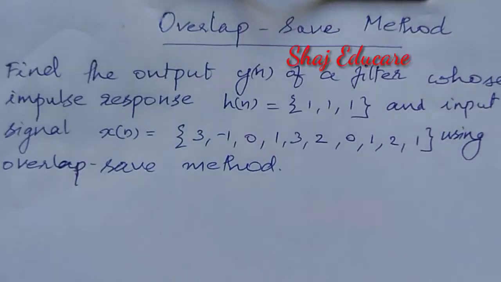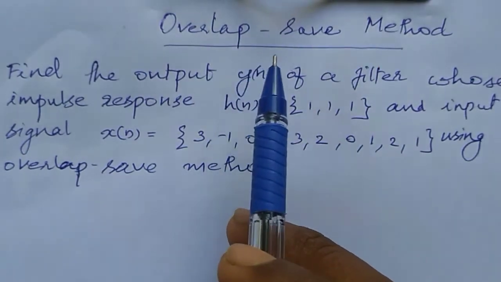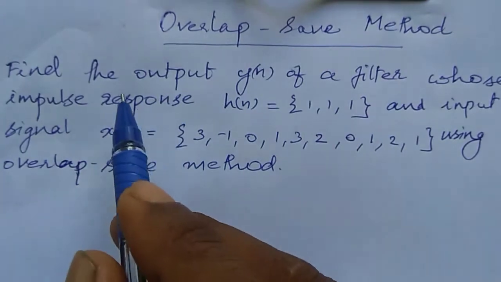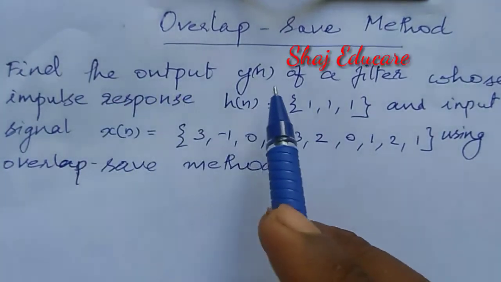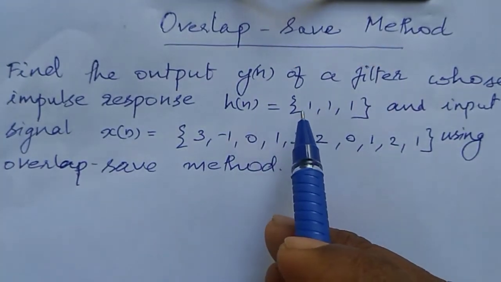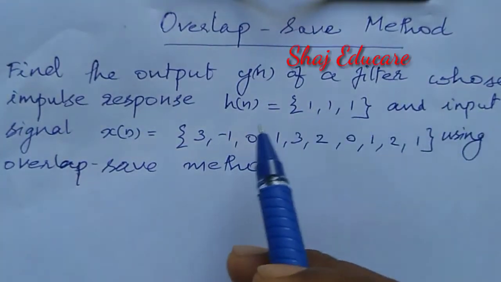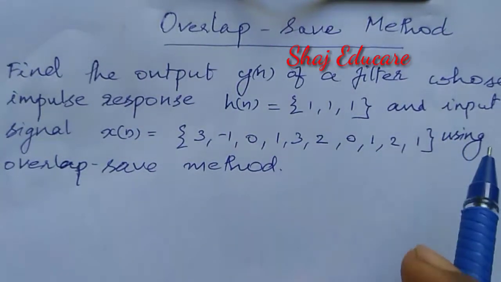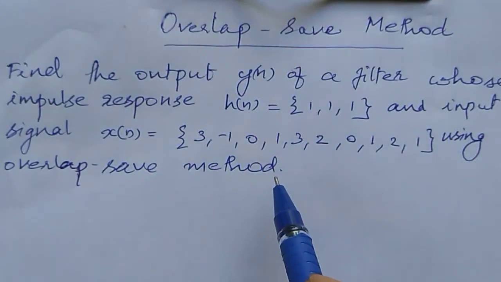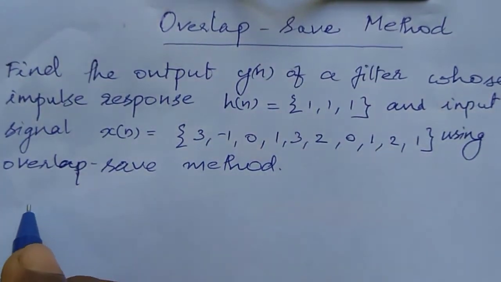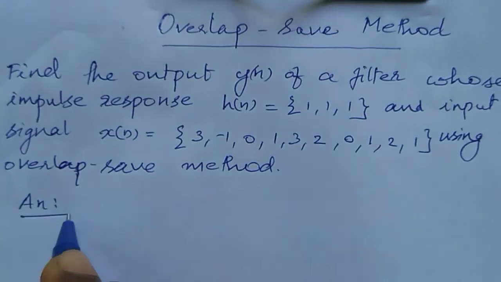Hi, now we are going to discuss a new topic, the overlap save method. Let us go through a problem. Find the output y of n of a filter whose impulse response h of n is equal to 1, 1, 1 and input signal x of n is equal to this signal, using the overlap save method. Okay, now let us solve this problem.